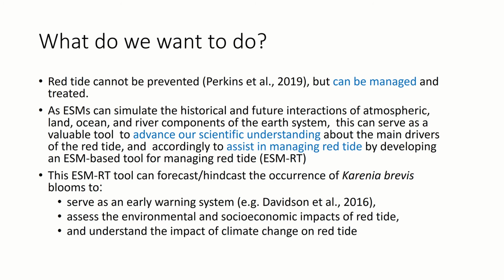It can serve as an early warning system to see when we might expect red tide to occur, and it can help to assess the environmental and socio-economic impact of red tide. By knowing how many red tide events we are expecting in the future, and the frequency of red tide occurrence and their scales, this can be good for regional environmental and socio-economic planning, and we can understand the impact of climate change and red tide.